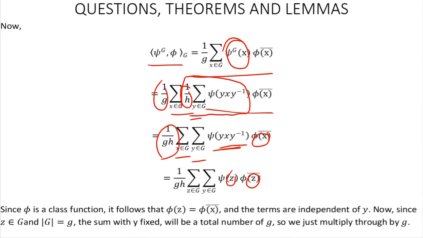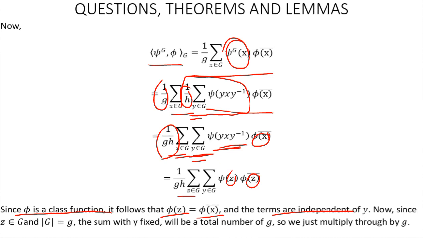Okay, so now we have the sum here in Y, and we know X and Z are same, right? That's why there's Z here and the Y did not change, right? Okay, so remember at the beginning of the video, we had pointed out, wanted you to note that all characters are class functions. So that's what I'm using here. So since phi is a class function, it follows that this and this term are the same, okay, because they're class functions. It doesn't change it. And the terms are independent of Y, right? Because we have fixed Y.